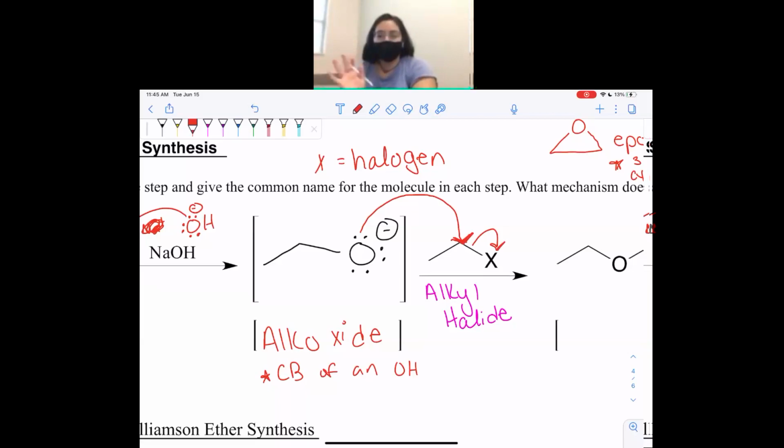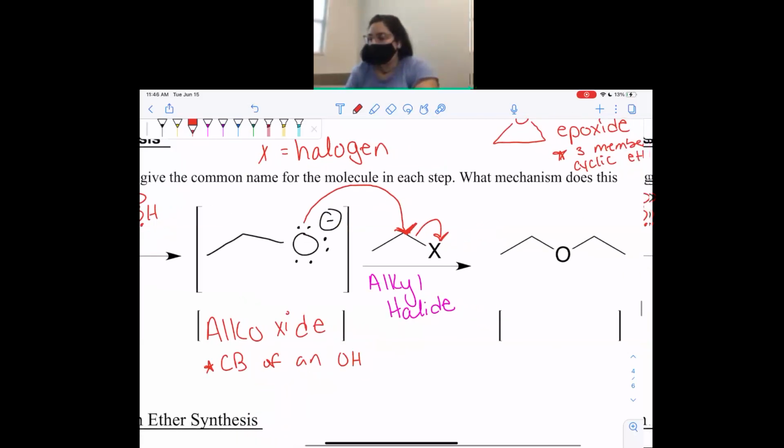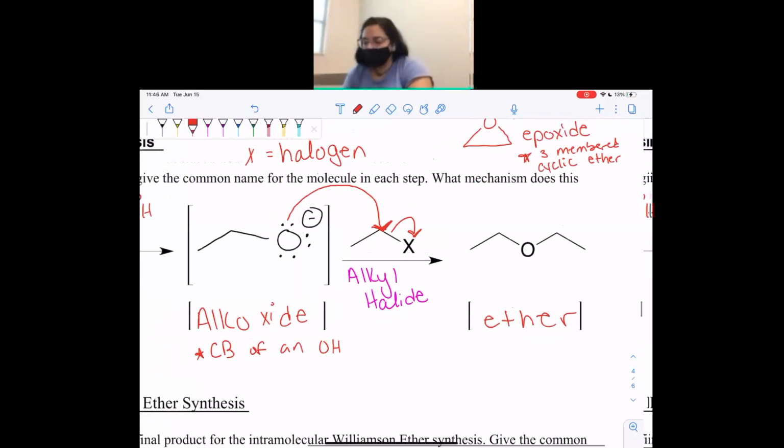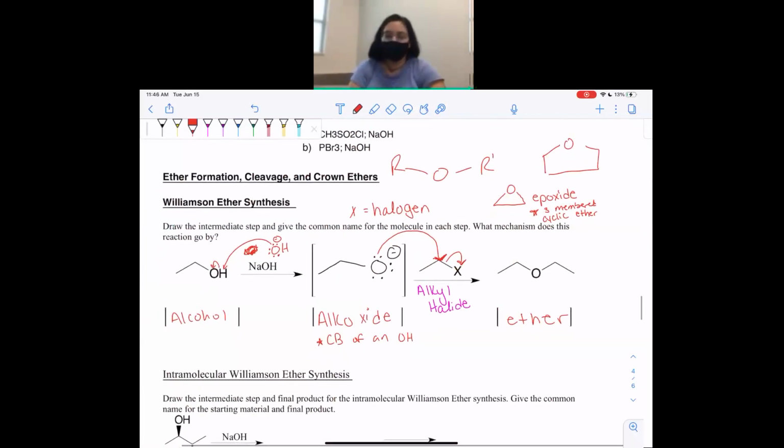Someone said they have to go. Bye-bye. All right, so we attack it, and once we attack it, we kick off the leaving group. We end up with our ether. So it's a pretty straightforward mechanism. We call this the Williamson ether synthesis.